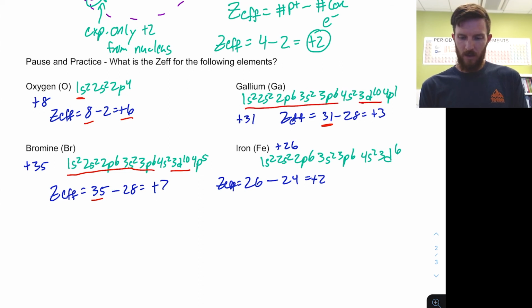Gallium has 31 protons, atomic number 31. Again, we have 28 core electrons here. We would subtract those and we would get +3 for the effective nuclear charge for gallium. In iron, we have an atomic number of 26, so 26 protons, minus all of our core electrons, which would be 24, and we would see that we have an effective nuclear charge of +2.